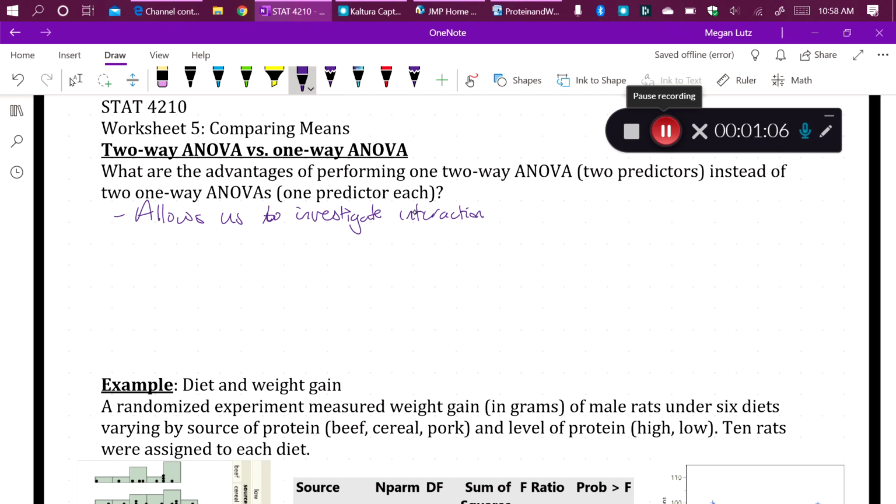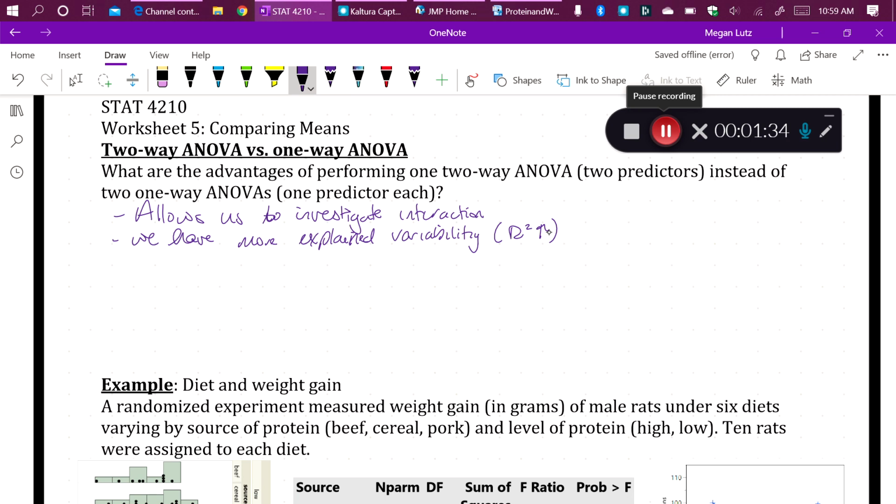Also, by including two explanatory variables in the model, we have more explained variability. Remember, every explanatory variable contributes to the explained variability. We have a better model. That means we have a higher R squared relative to either of the one-way ANOVAs with each of those variables.